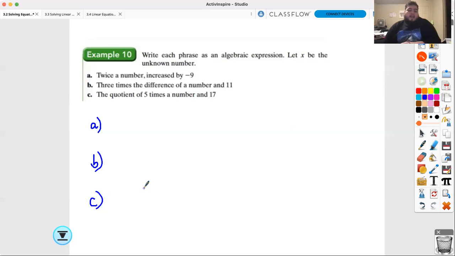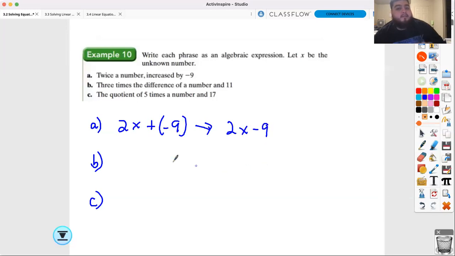All right, let's look at A. Twice a number. So remember, we know that twice a number is 2x. So there's 2 times a number we don't know, right? 2 times x, increased by -9. Well, we know plus a negative doesn't exist. It's just minusing. So it's just 2x minus 9 for A.